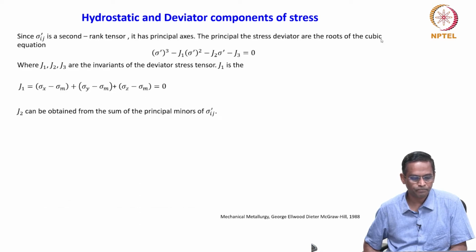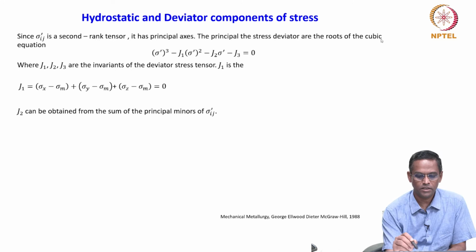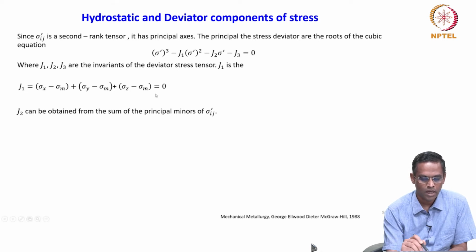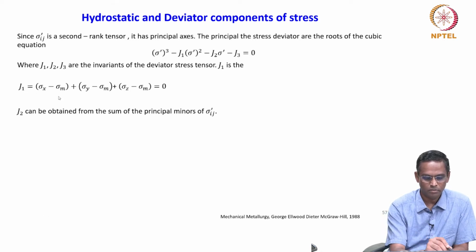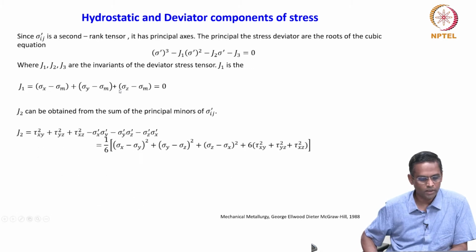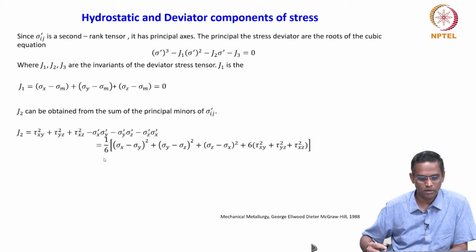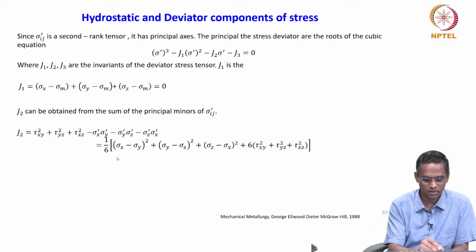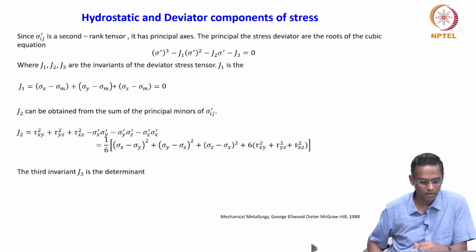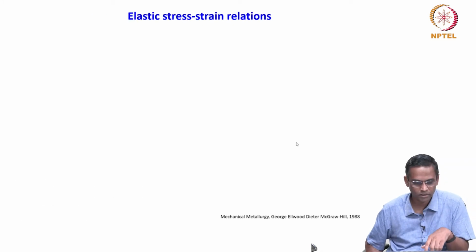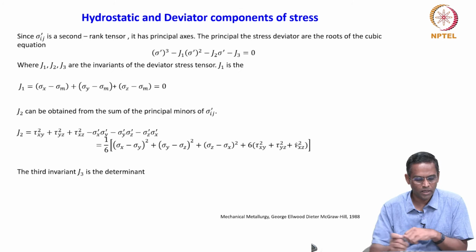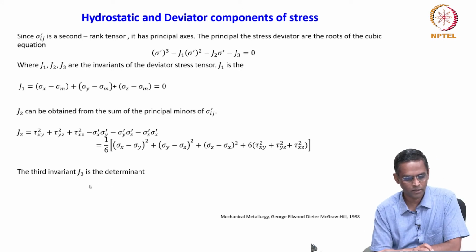So here, instead of I1, I2, I3, it is J1, J2, J3 that are invariants of the deviator stress tensor. J1 is simply this, and J2 is this, right. This is some of the principal minors that we have already seen, and J3 is the determinant. Sorry, let me go back. Yeah, J3 is the determinant, the total determinant.